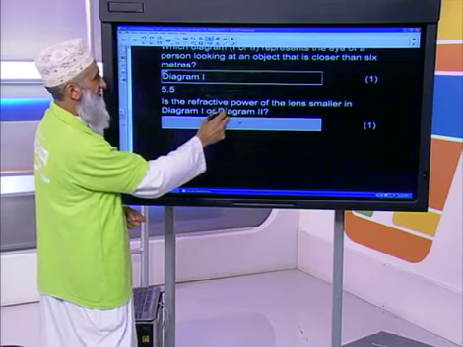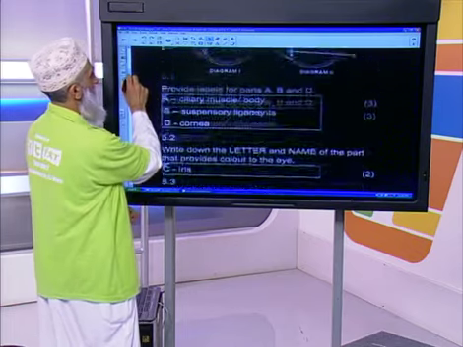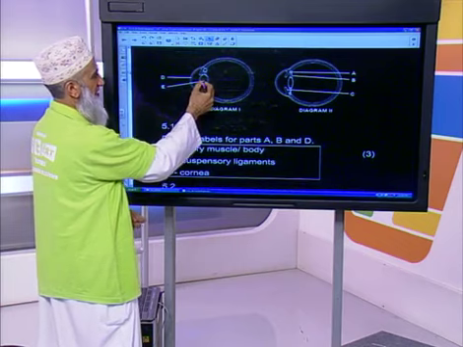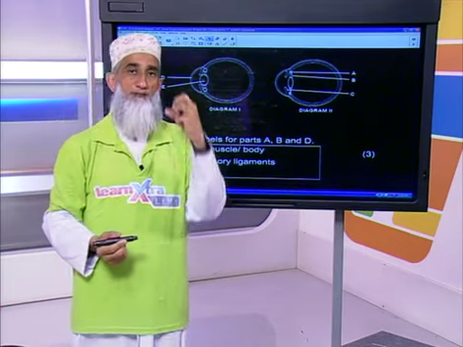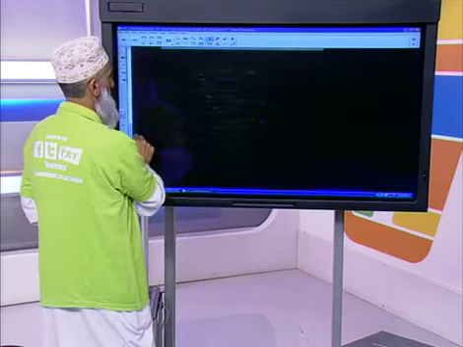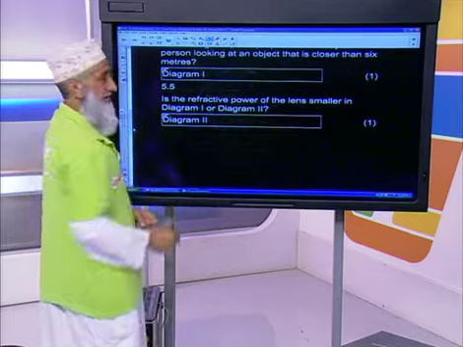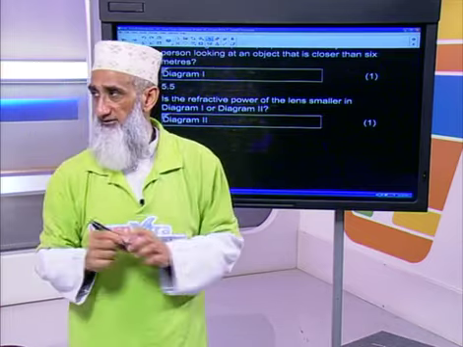Is the refractive power of the lens smaller in diagram 1 or 2? Obviously, the rounder the lens, the more its refractive power. So your answer is diagram 2. A rounder lens has a greater refractive power. And with that, we go for the break.